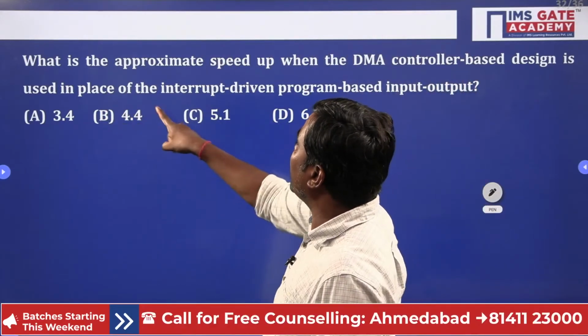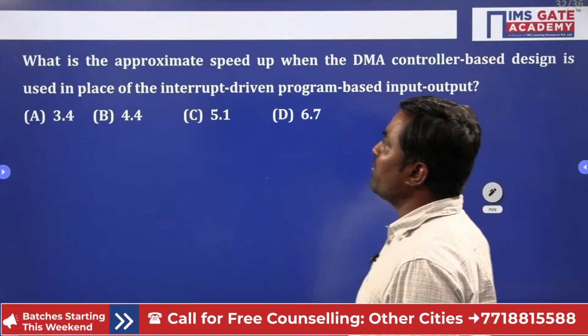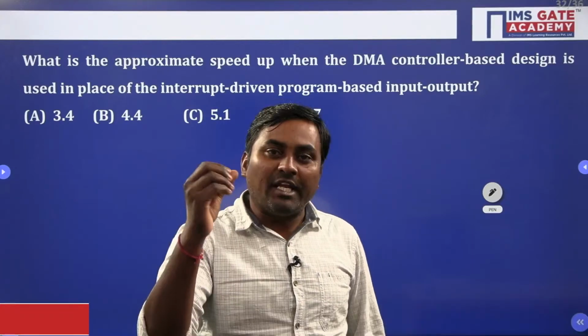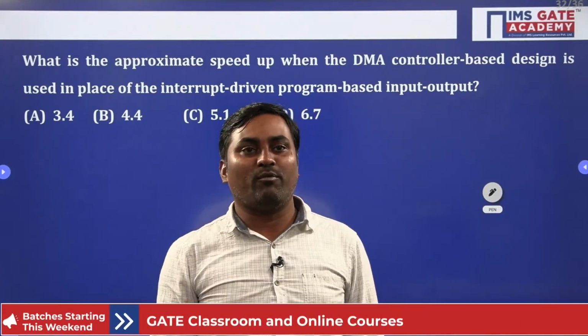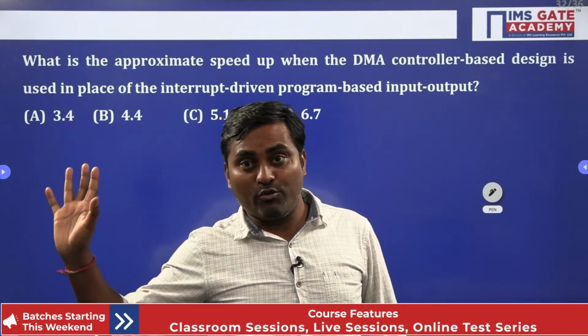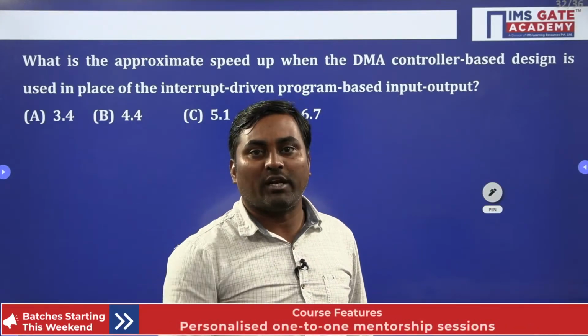Now the question is: what is the approximate speedup of the DMA controller based design when it is used in place of the interrupt driven program based input output? Meaning, what is the approximate speedup we can achieve with the DMA controller over the interrupt driven IO. Traditionally I use interrupt driven IO, which takes so many clocks, and as an alternate I am using DMA. Now they are asking how DMA is effectively working.